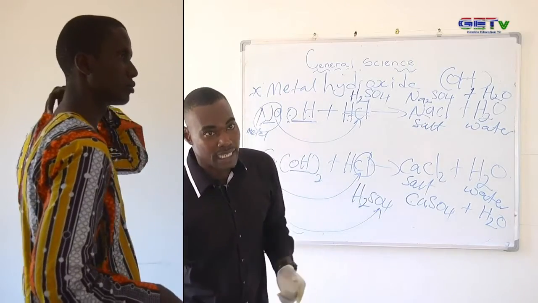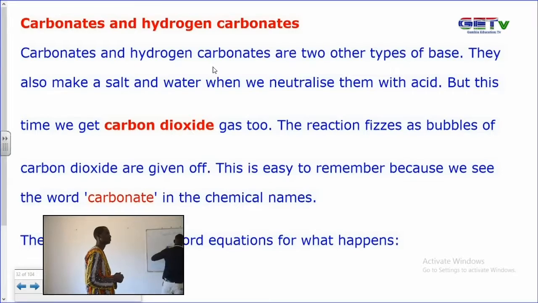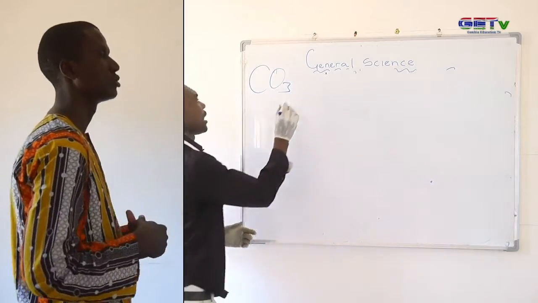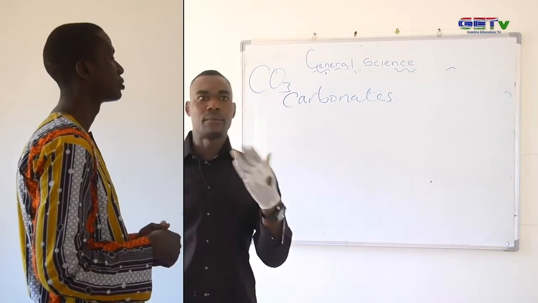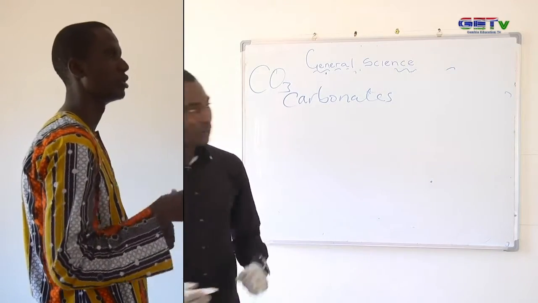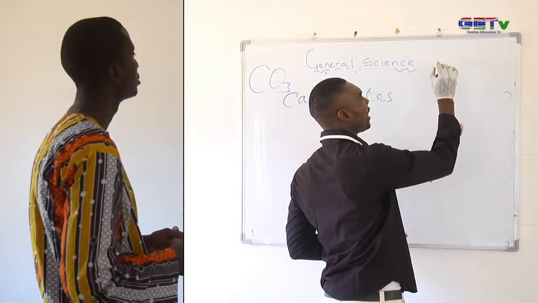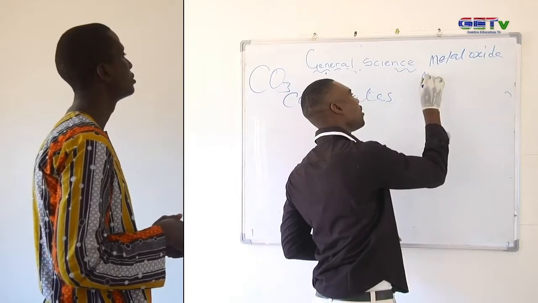Good. Now carbonates and hydrogen carbonates. We start looking with the carbonates first. Any compound with CO3 is a carbonate, please. So carbonates and hydrogen carbonates are two other types of bases. Remember that we say the metal oxides and the metal hydroxides are bases.